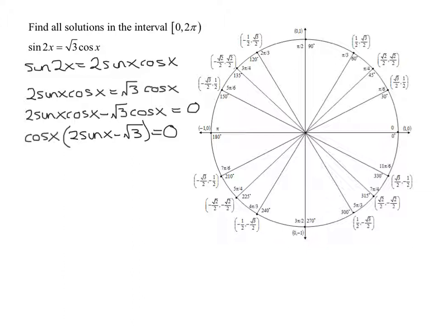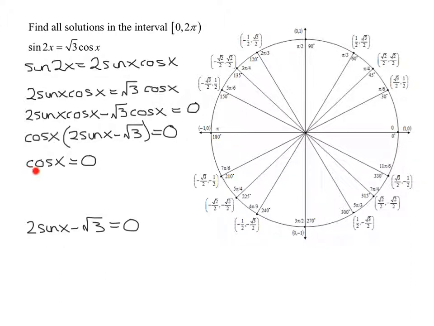So now I have two factors multiplied together equal 0. I'm going to set each of them equal to 0. So I'm going to have the cosine of x equals 0, and then I'm going to have 2 sine x minus the square root of 3 equals 0.